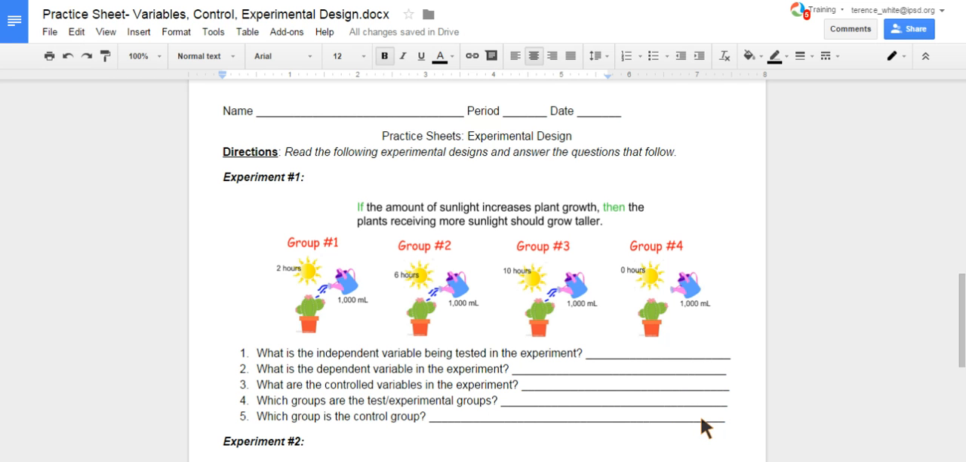Number 1, what is the independent variable being tested in the experiment? Before you guys answer, I'm going to put up that original slide to help guide you. Number 2, what is the dependent variable in this experiment? Number 3, what other controlled variables are in this experiment? A hint for that one, there are 4 of them. Make sure you have all 4. Number 4, which groups are the testing/experimental groups? And number 5, which group is the control group? Here's a hint for you. For number 5, there is 1 answer. And obviously for number 4, there are 3. So make sure that you look at what the control means.